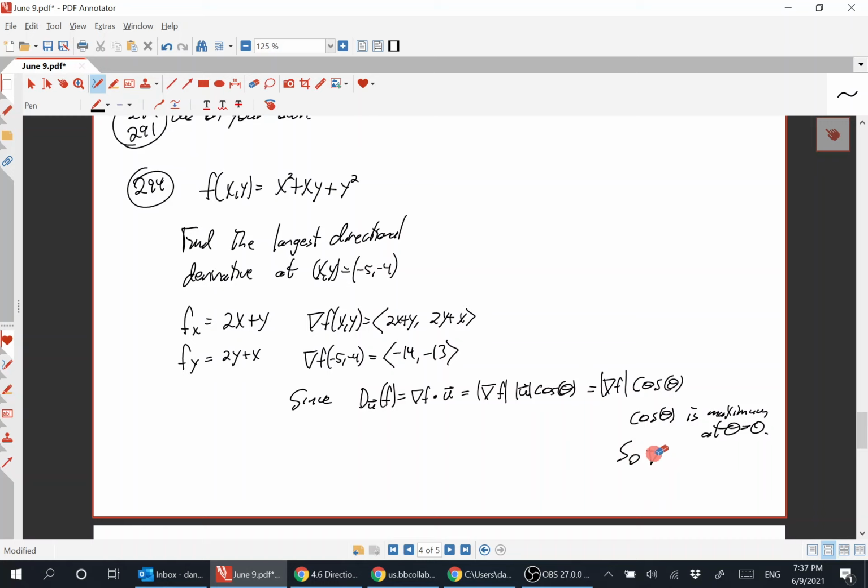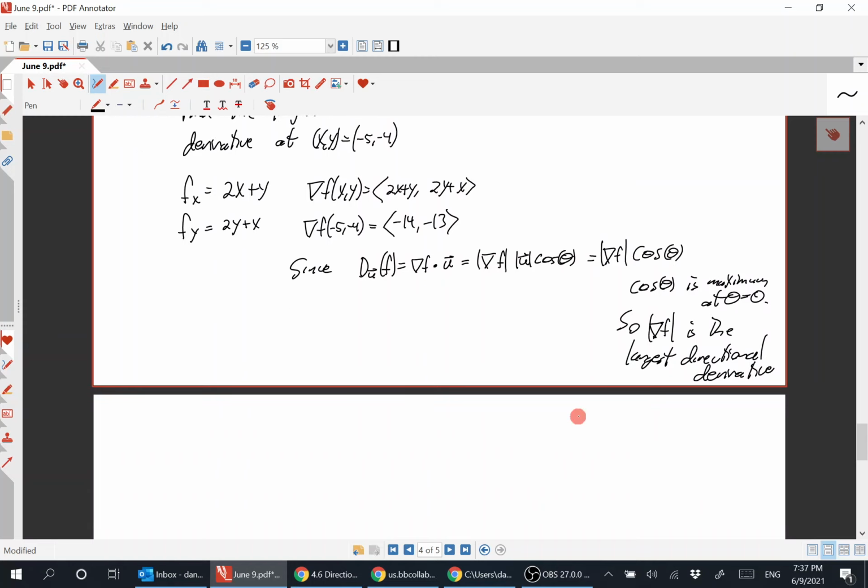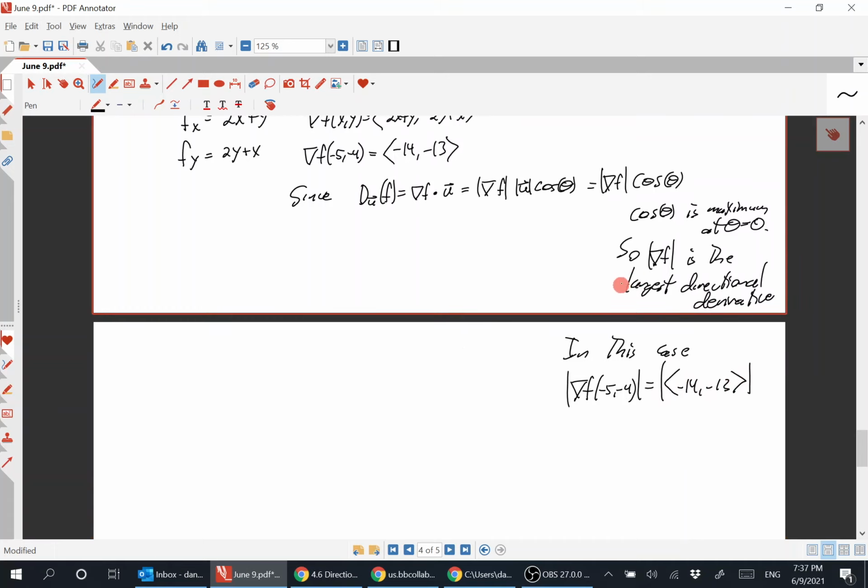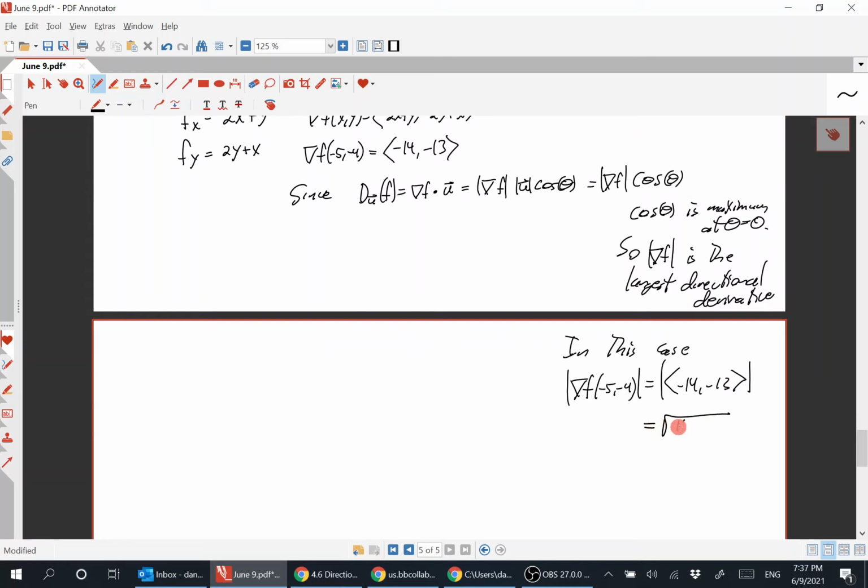So the length of the gradient of f is the largest directional derivative. So in this case, the gradient of f at minus 5, minus 4 is equal to the length of minus 14, minus 13, which is equal to square root of 14 squared plus 13 squared.